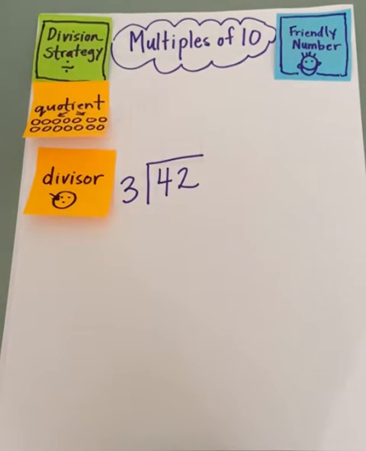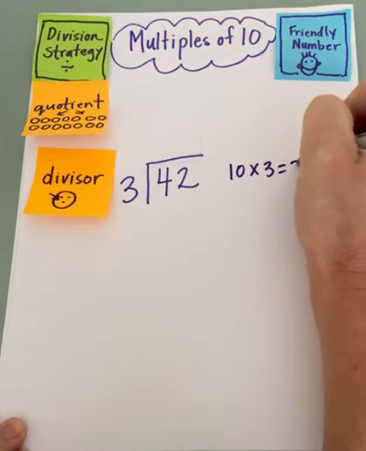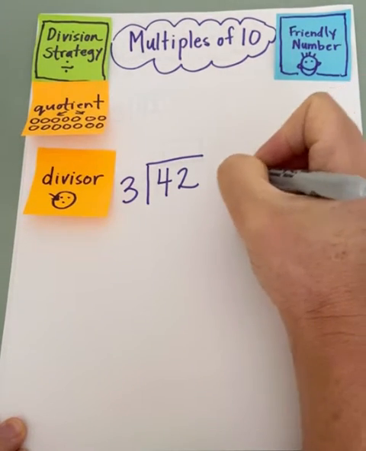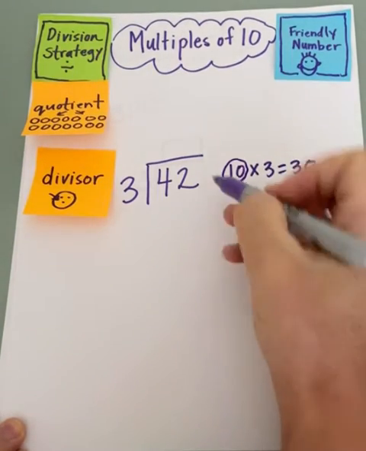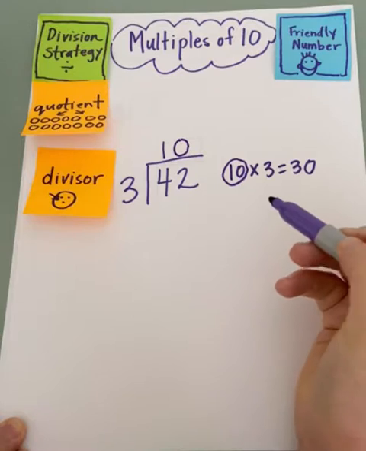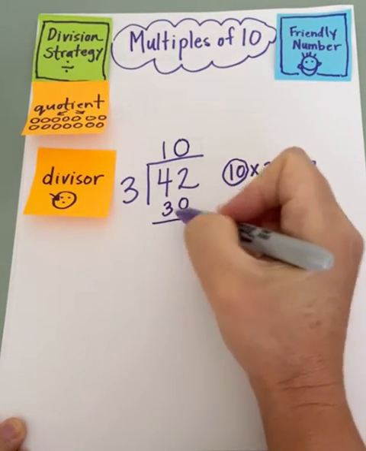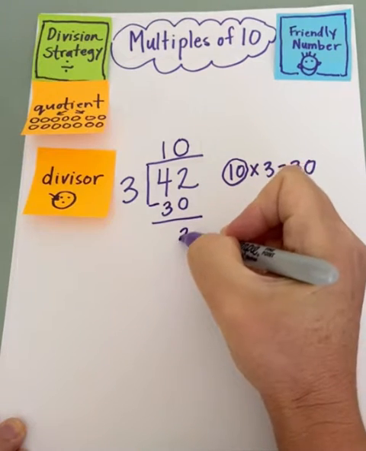So let's start with our friendly number of 10 and ask, can I make 10 groups of 3 in 42? Yes, I can. 10 times 3 is 30. I've now made 10 groups of 3. So I'm going to put that 10 up here where I'm going to work on my quotient. And I'm going to take 30 and subtract it from the total to get 12.